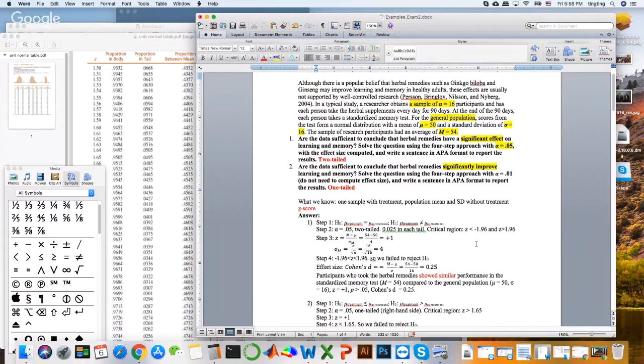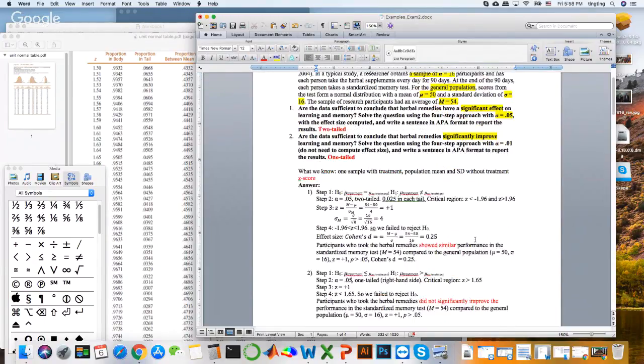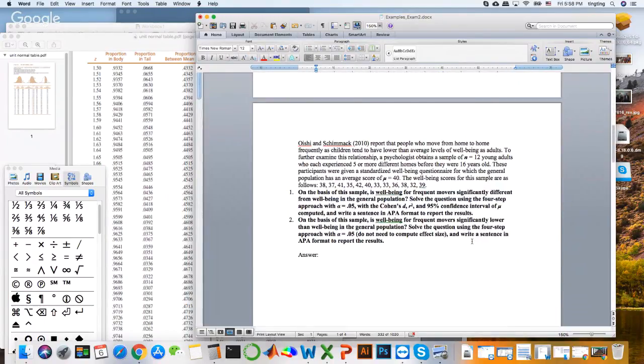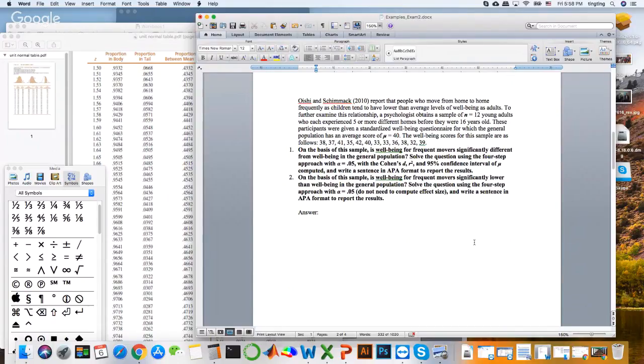Okay, and then let's go to the next question. So here we have a very long question, and let's take a quick look. Also here we have one sample. And also we have a general population. We know its mean, but we don't know the standard deviation. And then we have a sample of scores. Because we have all scores, we can know the sample mean.